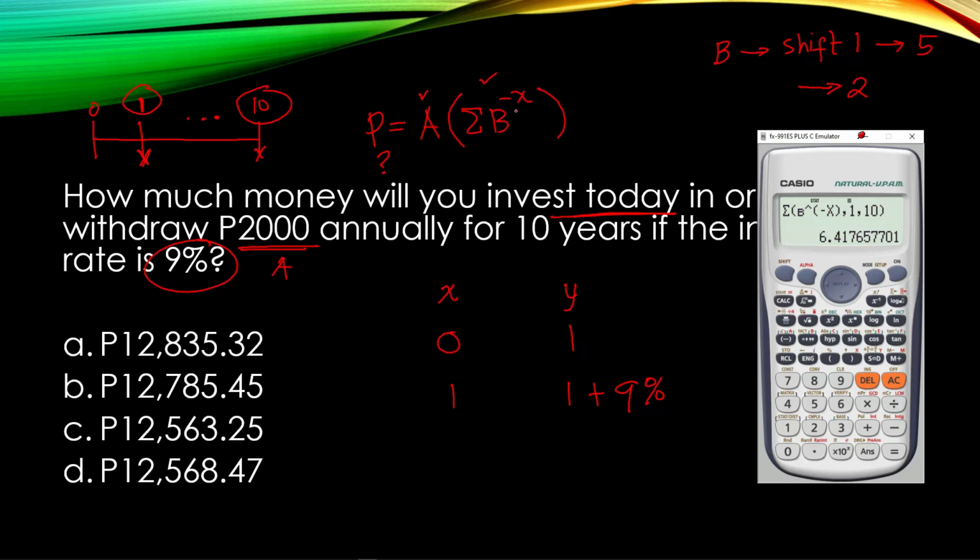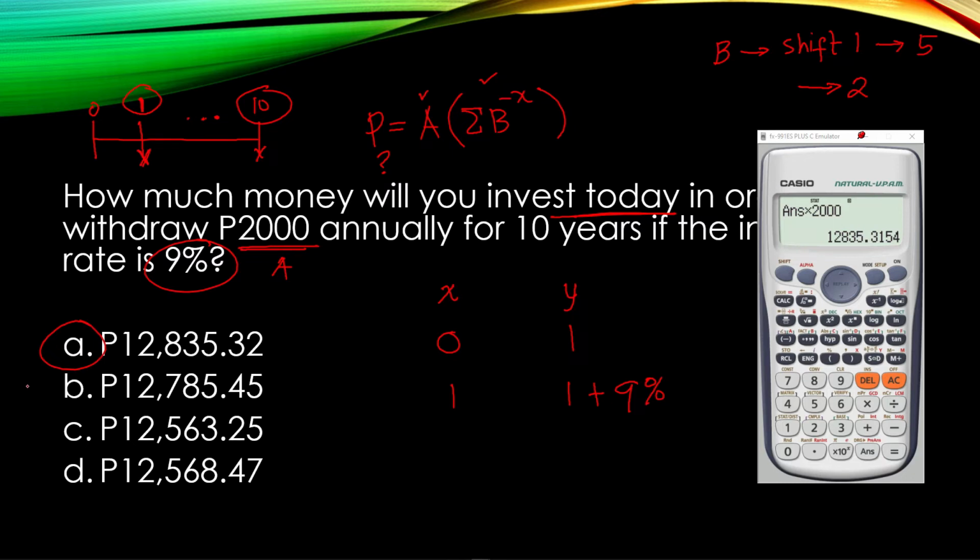So, what we are going to do to find for the p is just multiply with our annuity A. So, multiply lang natin yung answer natin by 2,000, which is our A. Press equal sign, then probably we got the correct answer. 12,835.32. Okay, so the correct answer is letter A.